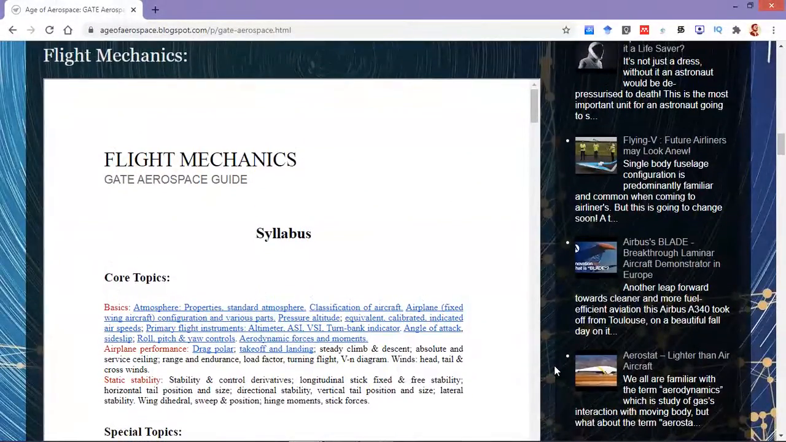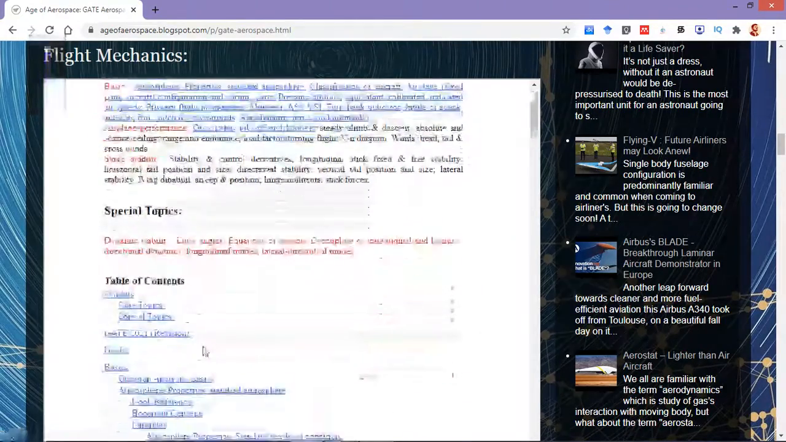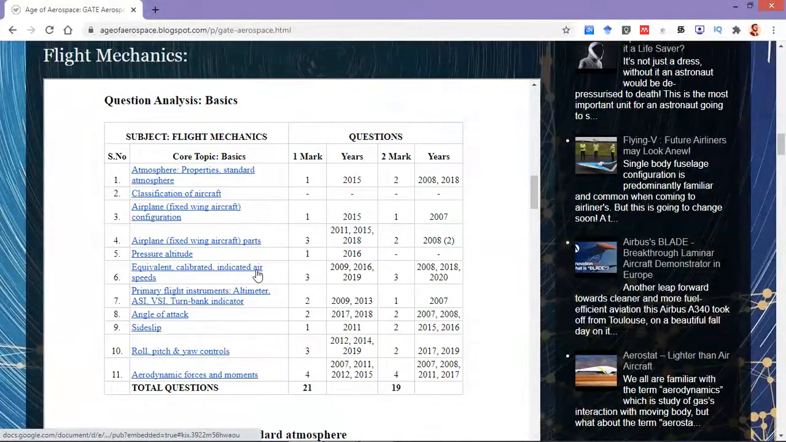Here we see the flight mechanics portion. And regarding the question analysis, we can see that from this particular topic, equivalent, calibrated and indicated airspeeds, there are about three 1-mark questions asked in the years 2009, 16, and 19. Similarly, there are three 2-mark questions which were asked in the years 2008, 18, and 20. So this makes this a pretty important topic.